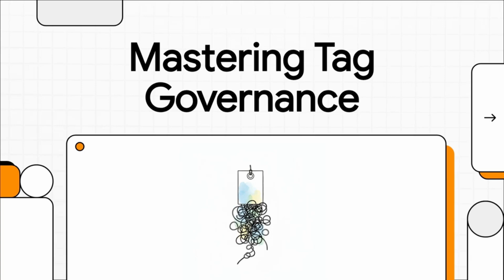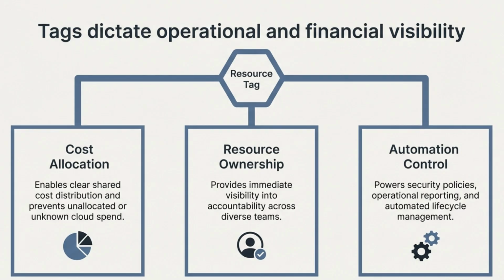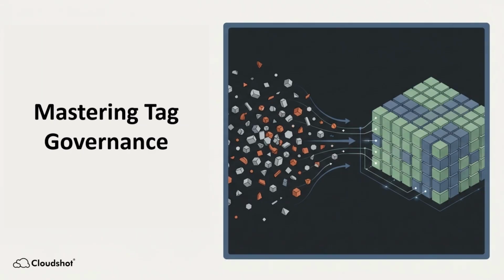If you're in FinOps or cloud governance, you know tags are everything, right? They're the backbone of, well, all of it. Cost allocation, automation, security, you name it. But man, trying to manage them at scale, it can feel like you're just wrestling with total chaos. So today, let's dive into how you can finally get a handle on it.